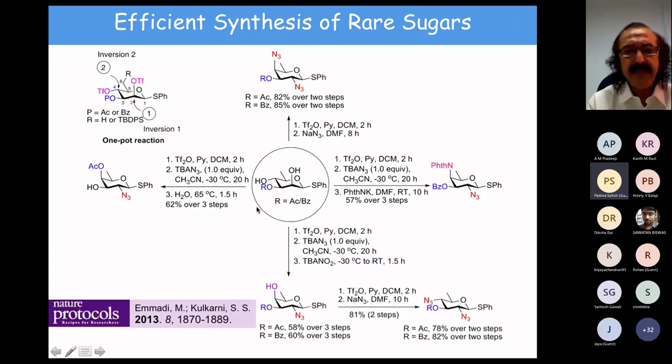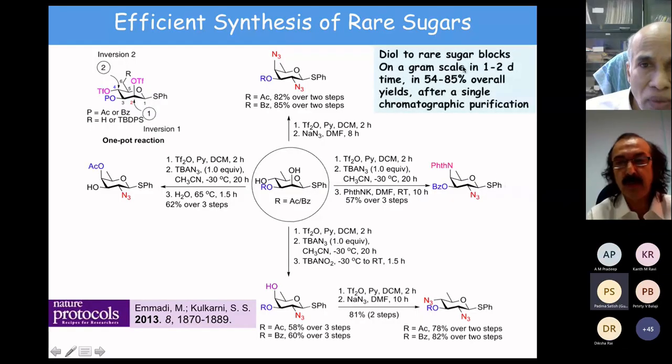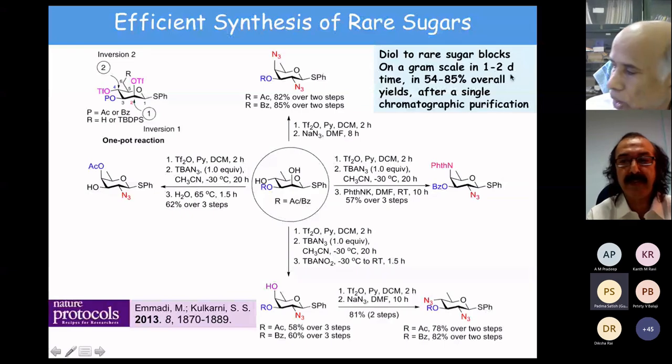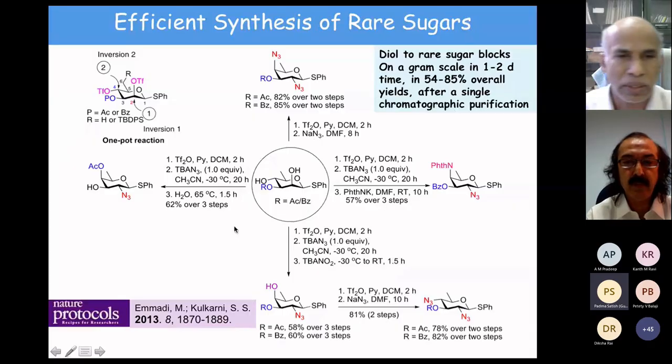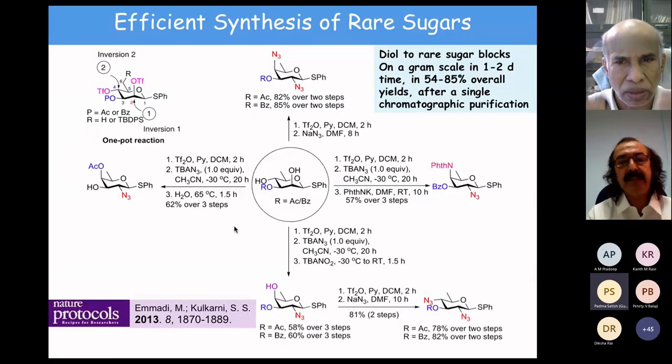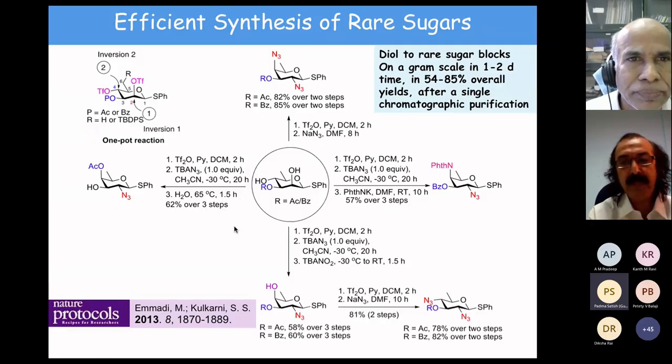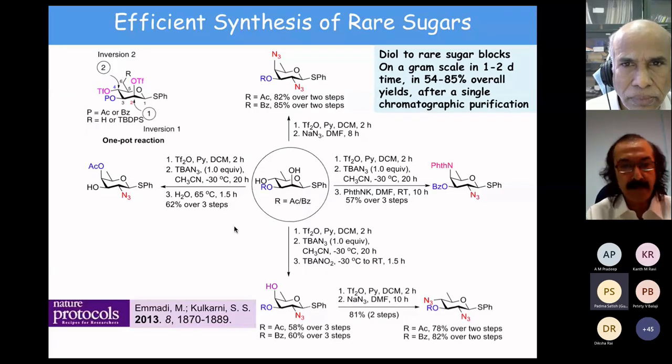And indeed, I don't want to give all the details due to lack of time and due to the nature of the audience. But suffice to say that starting from this sugar, Madhu was able to establish this protocol to get access to all these sugars. And this worked really well. So from this diol to all the rare sugar building blocks, he could go on a gram scale in excellent yield and just have to do one chromatographic purification. With the success of this, our lab and other labs took help of this method and synthesized a variety of glycoconjugates which are useful for vaccine development, and I'll just show you some glimpses of that.